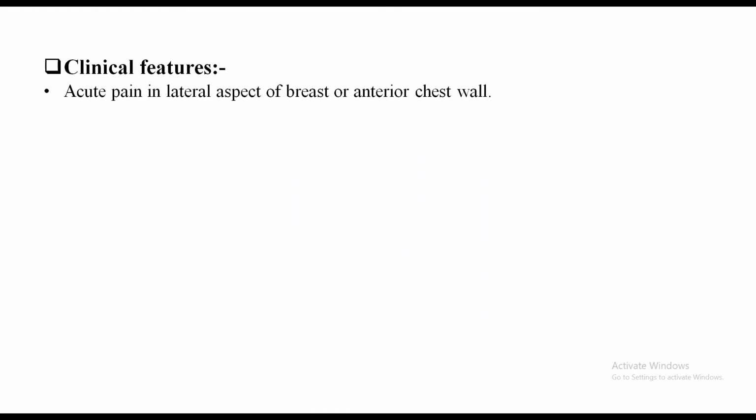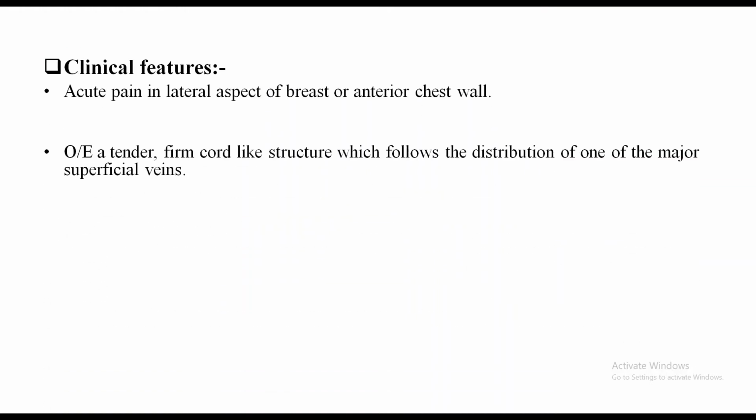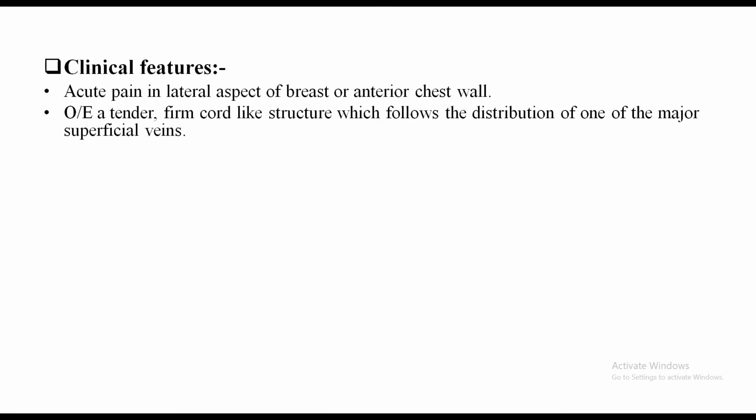The clinical features are acute pain in the lateral aspect of the breast or anterior chest wall. When you examine the patient, a tender, firm cord-like structure will be felt, which follows the distribution of one of the major superficial veins.